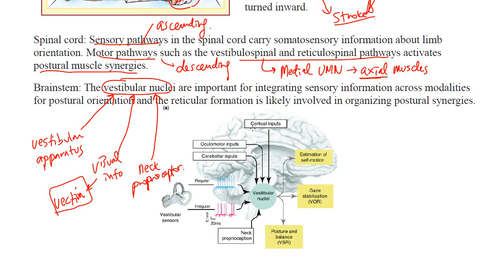The other important site is reticular formation, and people propose that this will be the site for organizing postural synergies. So it might be the higher centers involved in central set, to determine which synergies to choose from at different context.